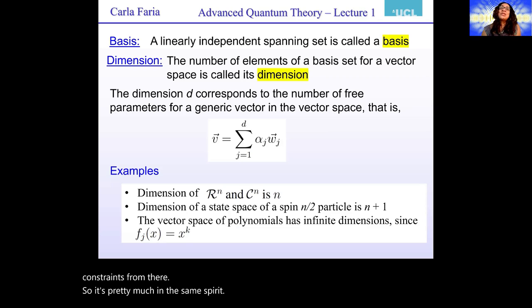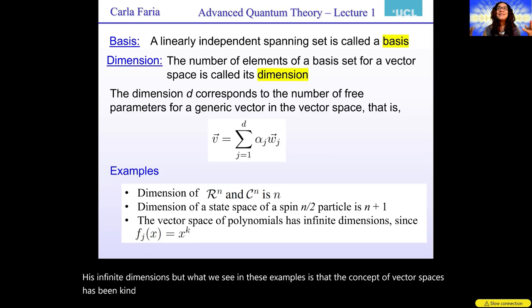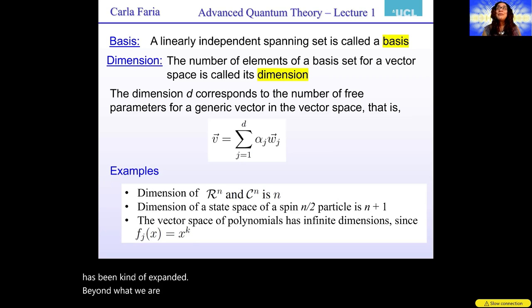For instance, the dimension of Rn and Cn is n. The dimension of the state space of a spin-n/2 particle is n plus 1. Just take spin half, right? You have dimension 2, spin down, spin up. And you can also have infinite dimensions. For instance, take polynomials. The vector space of polynomials is infinite-dimensional. But what we see in these examples is that the concept of vector spaces has been expanded beyond what we are usually familiar with.